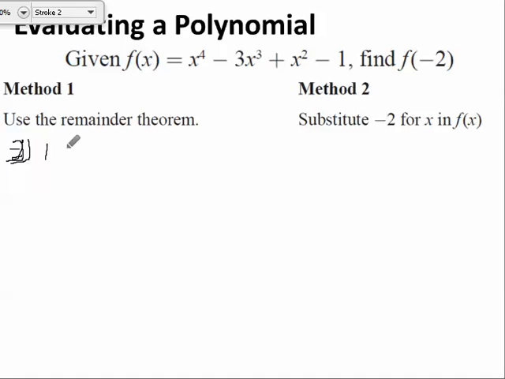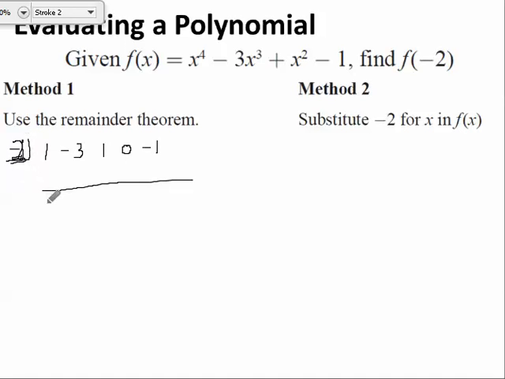I've got x to the fourth, negative x to the third, x squared. There's an x term missing, so I've got to put a 0 in there, and then a minus 1. And I'm going to take this minus 2 here as the number I'm going to try to divide into it. So let's start with this.